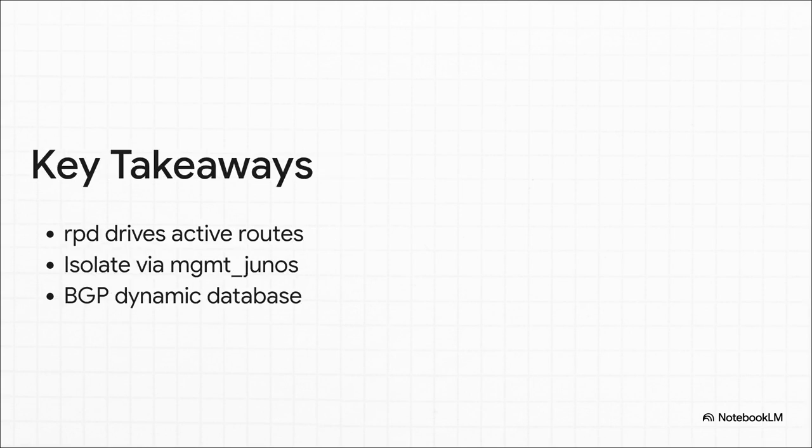All right, let's lock in the key takeaways from today. The RPD process, that is the indispensable heartbeat driving your routing tables without burdening the forwarding engine. You definitely want to isolate your management traffic using that mgmt_junos VRF, but remember to meticulously translate your static routes over to that new instance so you don't lock yourself out. When you're ready to scale, lean heavily on the SPF algorithms of OSPF and IS-IS for your internal networks and BGP for the outside world. And finally, if you're managing heavy BGP transit, that dynamic database is your golden ticket to lightning-fast policy commits.